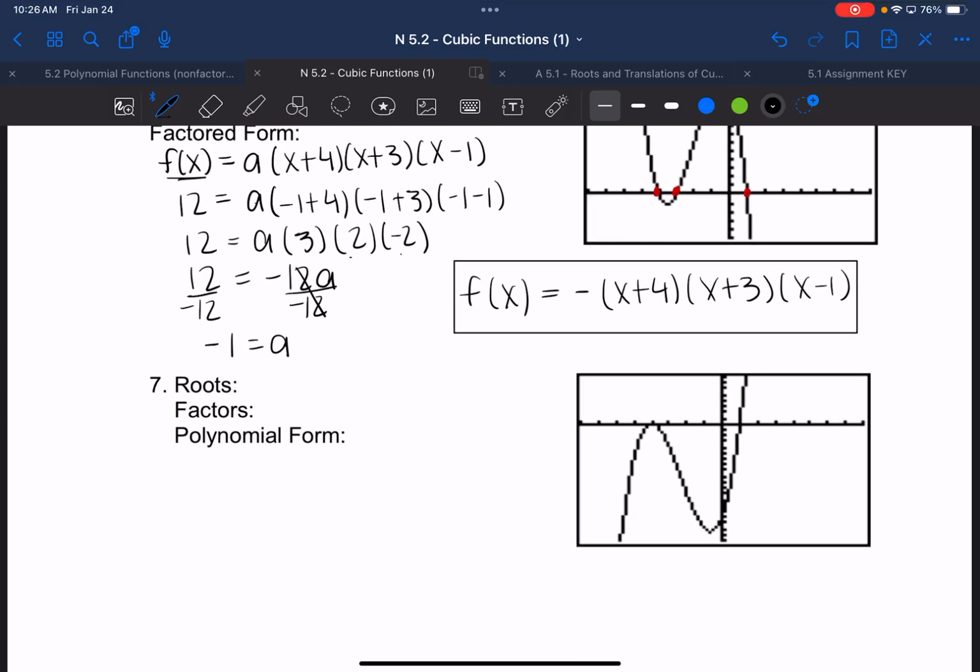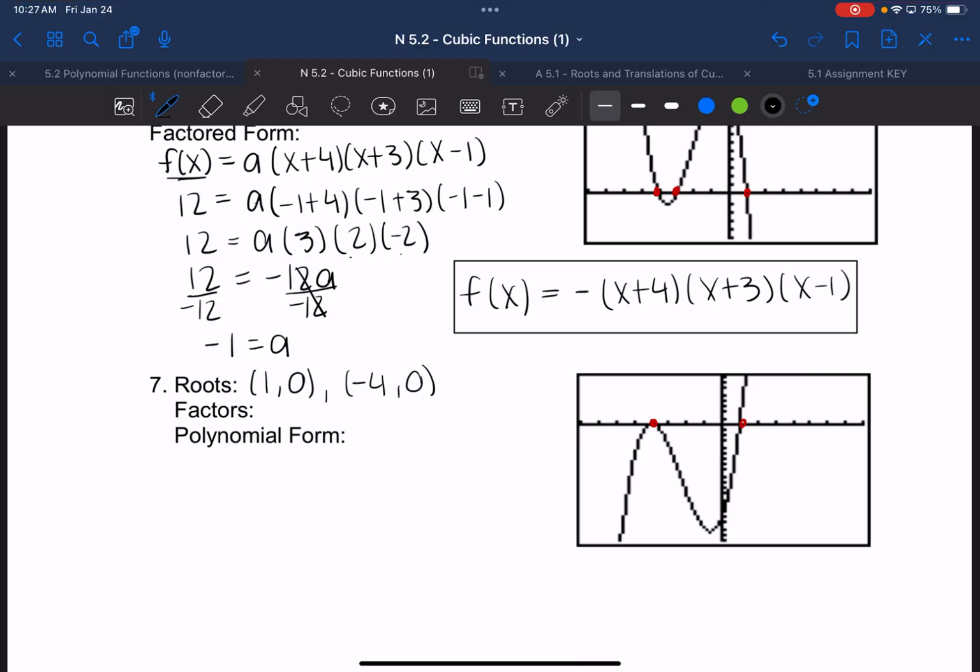Okay, let's do another one together. Number 7, this one asks where we have roots. So for this one, looks like we got a root here and here, right? Where are those located? Okay, so we got one at 4 and one at 1. Okay, at 4, or sorry, -4.